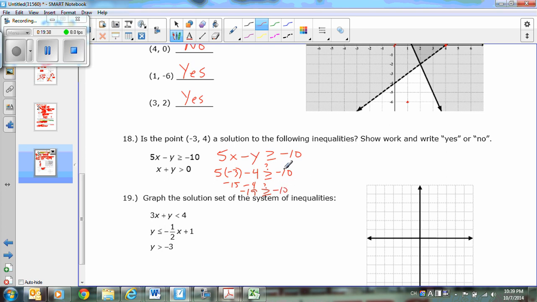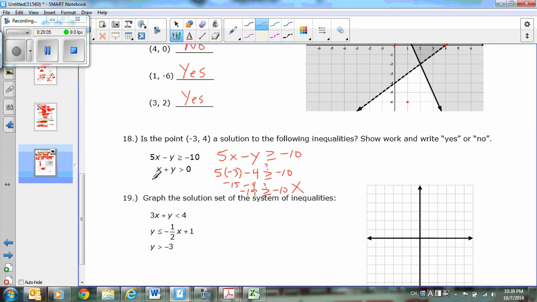You might want to think about temperature. Isn't negative 19 a colder temperature than negative 10? It is, so it's a lower temperature. If you think of a number line, negative 19 does not lie to the right of negative 10, it lies to the left of negative 10. So when I put my ordered pair in the first inequality, it did not work. So I don't even need to check the second one.